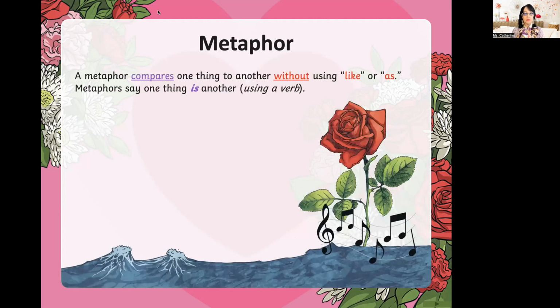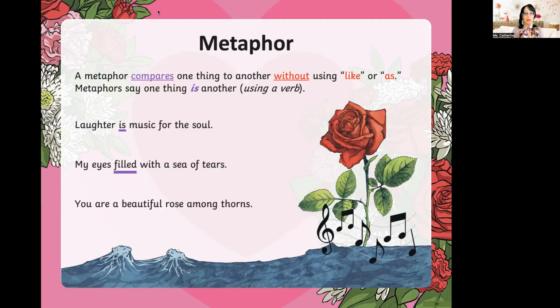Metaphor. A metaphor compares one thing to another without using like or as. Metaphors say one thing is another using a verb. For example, laughter is music for the soul. My eyes filled with a sea of tears. You are a beautiful rose among thorns. Now say them with me. Laughter is music for the soul. My eyes filled with a sea of tears. You are a beautiful rose among thorns. How did you do? Good job.